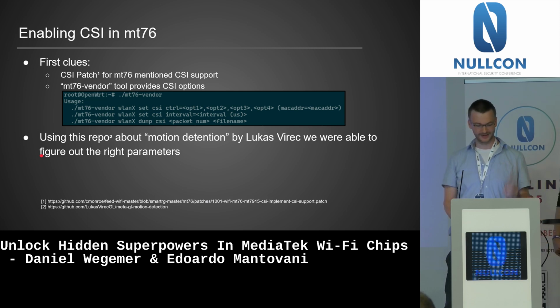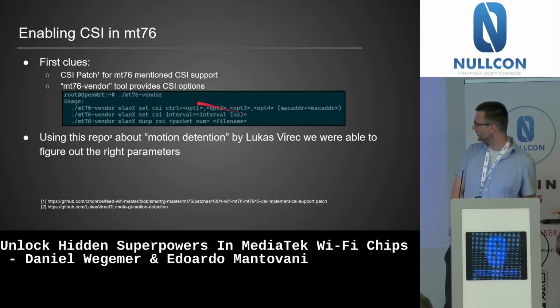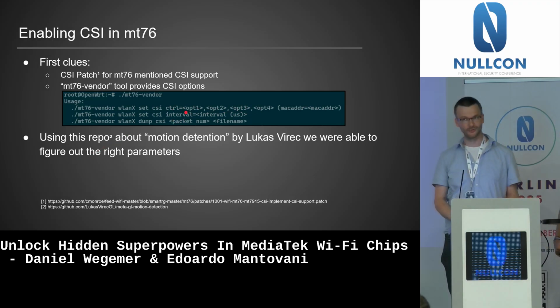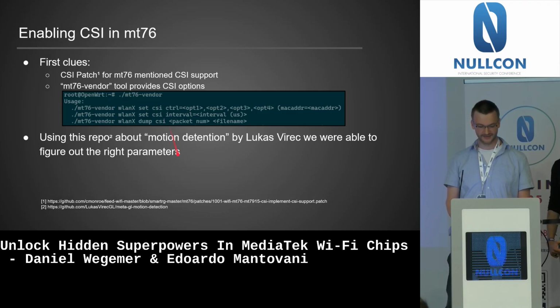So how did we come to explore this? There was a CSI patch which we found for MT76, which included hints to this mode, and we also found a tool called MT76 Vendor, which provided options for CSI, but we never knew what exactly to set and how this would work. Then we found this repository by Lukas Weirek, who implemented a motion detection algorithm using Mediatek, and he basically had this implemented already. Using this we were able to know which parameters we need to set, and what the structure of the data is which we receive once we enable this mode.